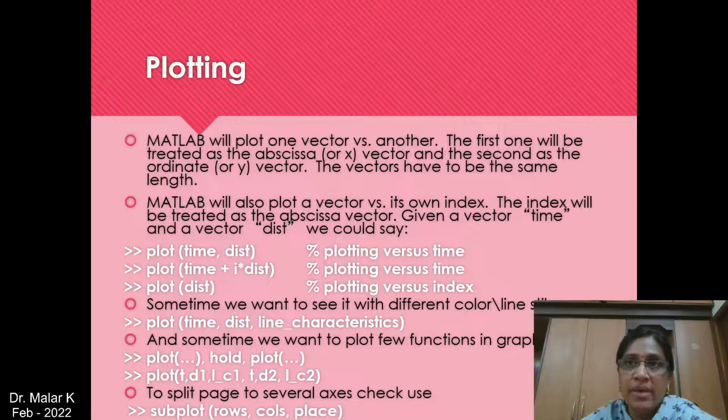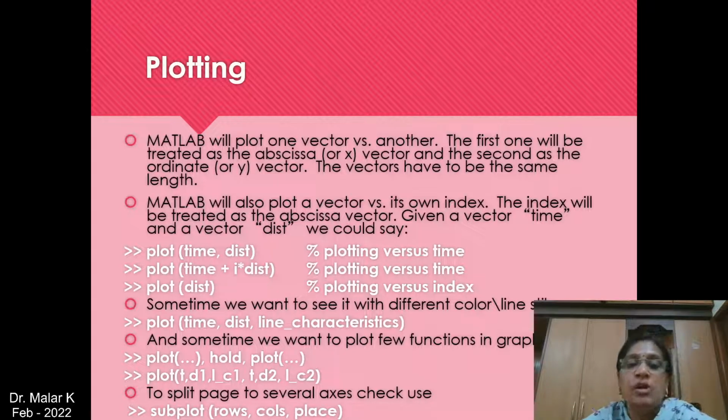Next one in Matlab, a very important thing is plotting. That is Matlab's plot of one vector versus another. So we have x versus y, that means you have 2D plots. The first one will be treated as the abscissa or x. That is x axis and y axis, 2D plots we have. The second is the ordinate y vector. So the vectors have to be the same length.